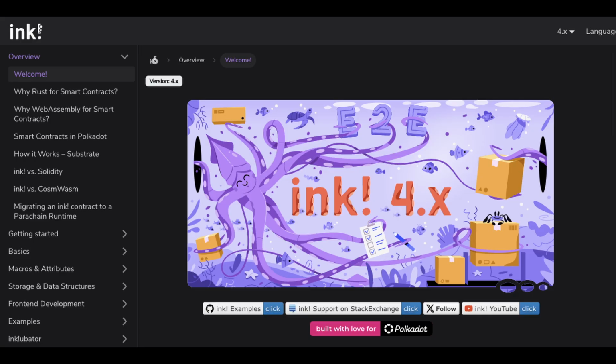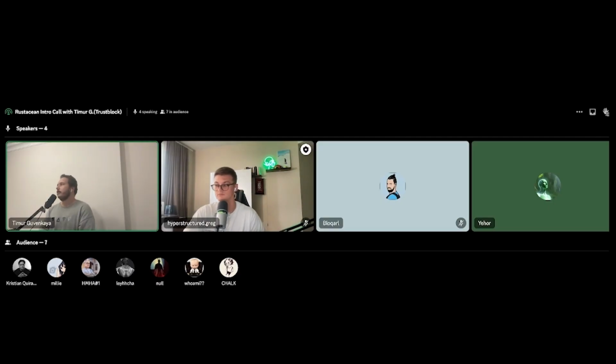Ink is also good, but I haven't spent that much time on Ink. I would say it's also similar to Near, but for now, if you want to start directly in the Rust smart contract world, just go and try Near protocol.